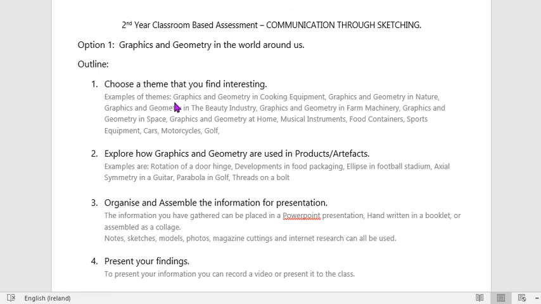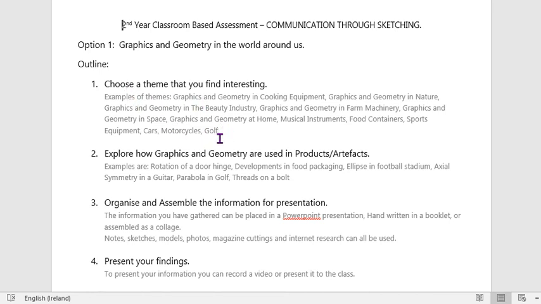So I've given some examples for you to work from. They all basically start with graphics and geometry. So graphics and geometry in cooking equipment, you could talk about graphics and geometry in nature, lots of graphics and geometry in that, graphics and geometry in the beauty industry, graphics and geometry in farm machinery, graphics and geometry in space. You could talk about graphics and geometry at home, which would be a good one because there's lots of different geometry at home. Musical instruments, so graphics and geometry in musical instruments. Food containers, we kind of seen an example of that. Sports equipment, we've seen an example of that. Then you can pick things like graphics and geometry in cars, motorcycles. You could pick a specific sport, so if you had a massive interest in golf, you could pick golf, for example. But the first thing you're going to do is choose a theme.